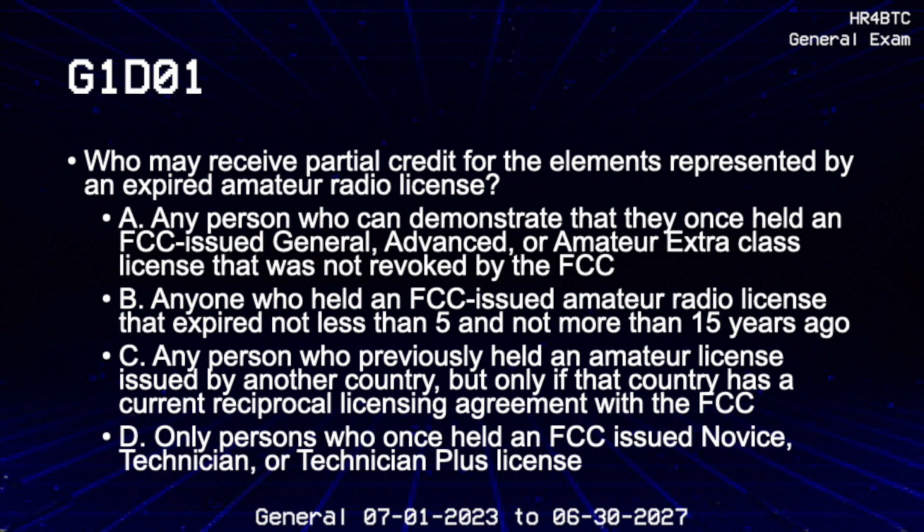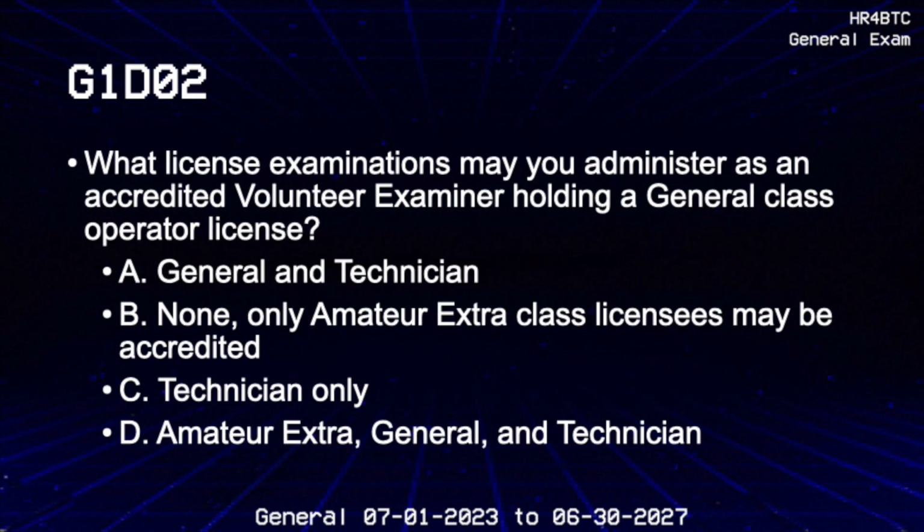Who may receive partial credit for the elements represented by an expired amateur radio license? Any person who can demonstrate that they once held an FCC-issued general, advanced, or amateur extra class license that was not revoked by the FCC. What license examinations may you administer as an accredited volunteer examiner holding a general class operator license? Technician only.